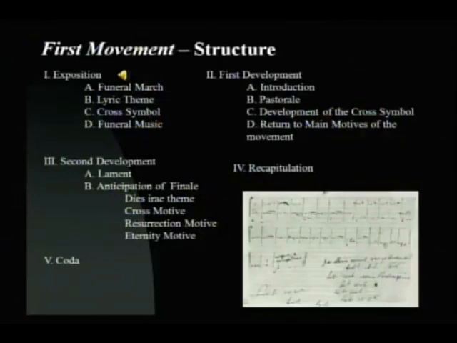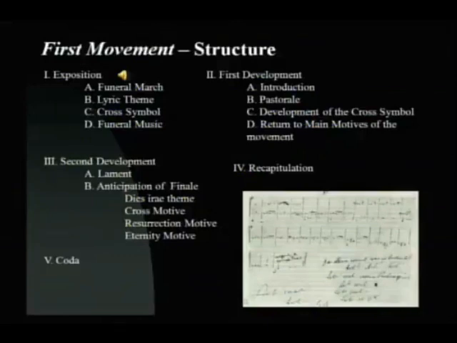Then we have a second section, which is a development, which is introduced, then has a little pastoral, develops the cross symbol, and then returns to the main motives of the first movement. Then we have a second complete development, and this is where that modernist impulse takes hold. So even though Mahler's working in the symphony form, it's not traditional to have two developments.